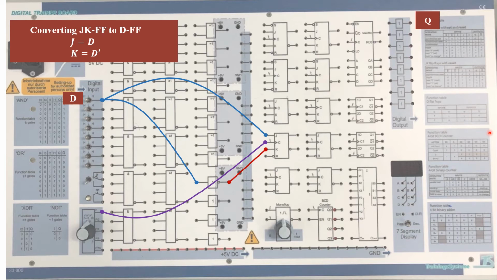Now the connection is complete, except it's missing the connection of Q, which is the output of the flip-flop, to the LED where we labeled it as Q.